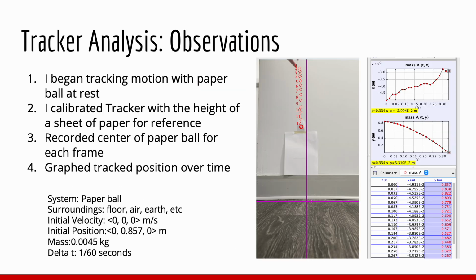I began tracking the motion of the paper ball at rest. I calibrated Tracker with the height of a sheet of paper for reference, recorded the center of the paper ball in each frame, and then graphed the position in Excel using the data given here. And here are the initial conditions as stated on the previous slide.